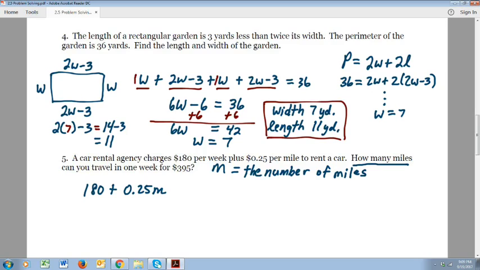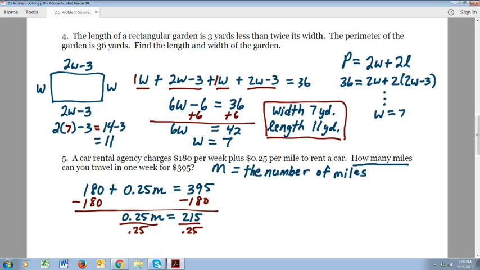Notice if you traveled 2 miles, you would pay $180 plus 2 times 25 cents. So you need that m there to indicate that you're paying 25 cents per mile. And we need this total to add up to $395. So again, this is just a 2-step equation. We're going to want to subtract 180 on each side. And then next we'll be dividing each side by 0.25. And you get 860 here. And so our answer is 860 miles. All right, let's move on.